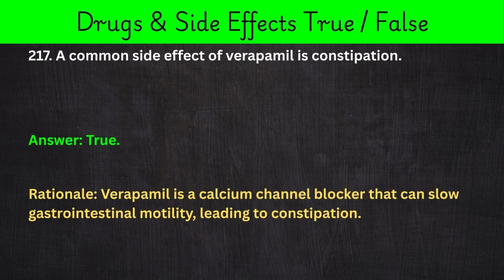217. A common side effect of verapamil is constipation. Answer: true. Rationale: verapamil is a calcium channel blocker that can slow gastrointestinal motility, leading to constipation.